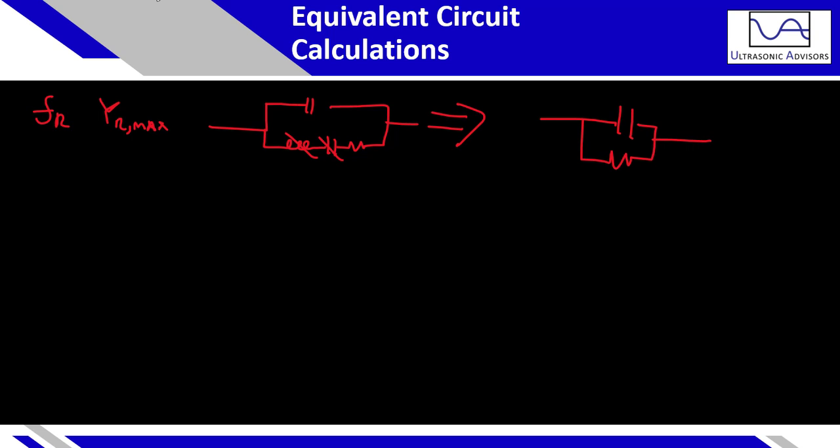So if we look at our resonant frequency, because all of the real admittance is coming from this resistor, the resistor value is actually equal to the impedance at that state. So you just divide 1 by the maximum admittance. That gives you your resistor value.